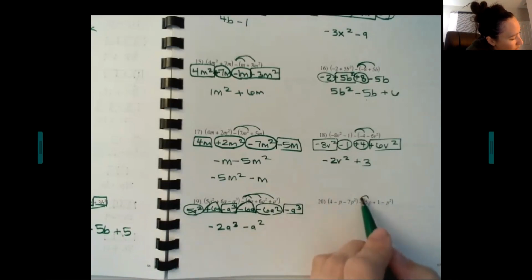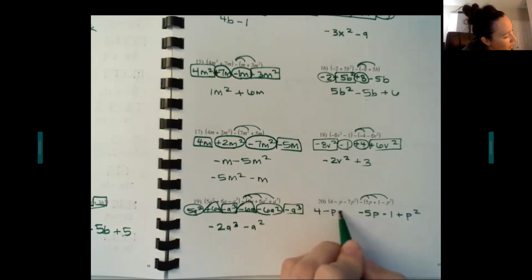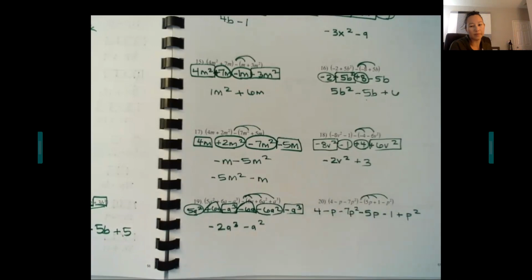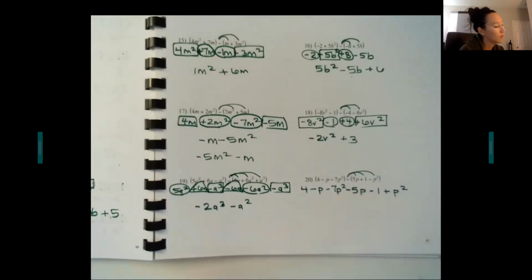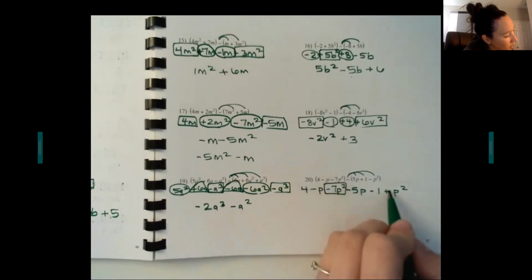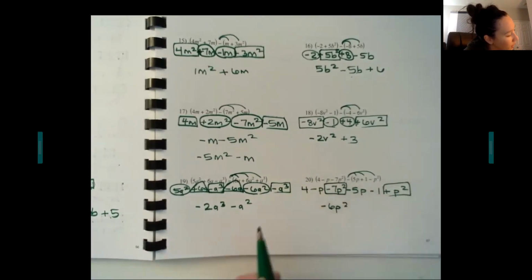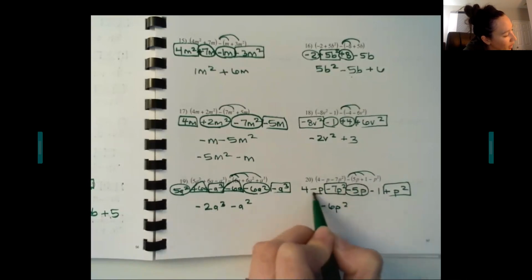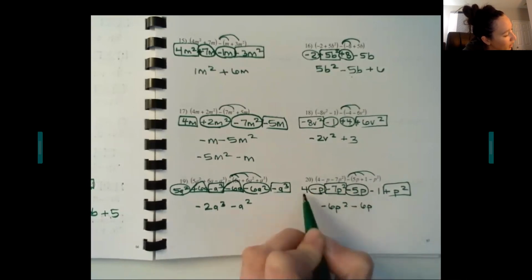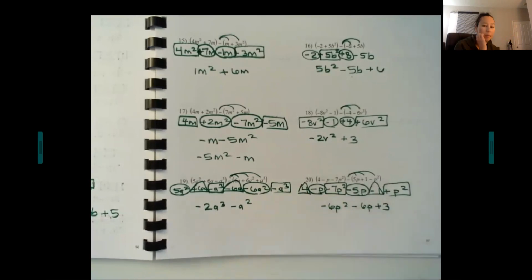And then let's do the same for number 20. So we're going to distribute. We get negative 5p, negative 1, and positive p squared. Just flipping all the signs. Then we have 4 minus p minus 7p squared. And then our like terms, we'll start with the highest power. So we'll start with our p squareds. So negative 7p squared plus p squared is negative 6p squared. Then negative 5p and negative p is negative 6p. And 4 and negative 1 is positive 3.